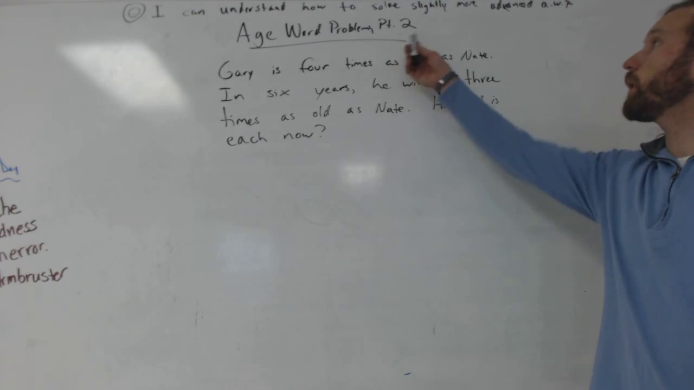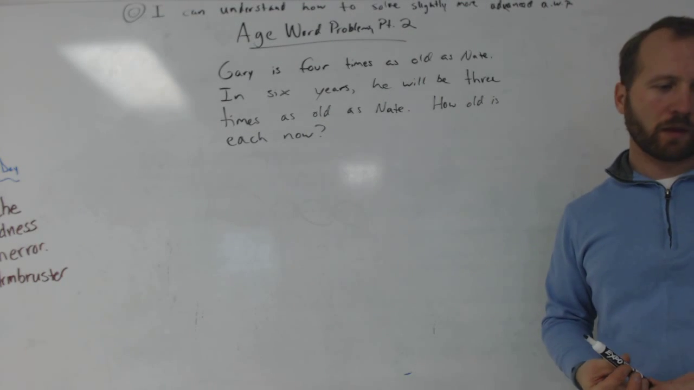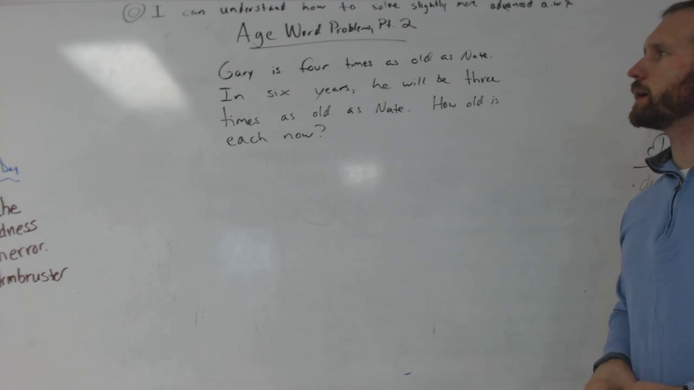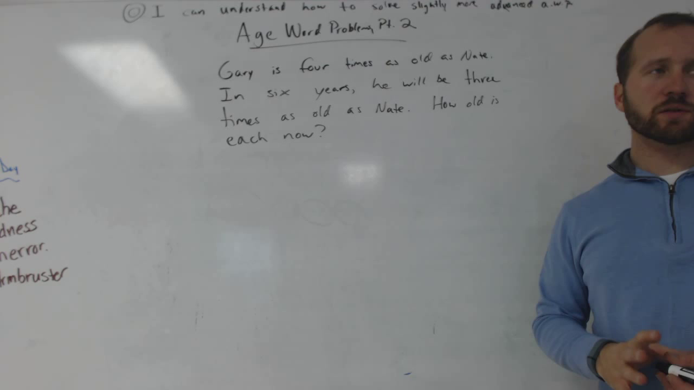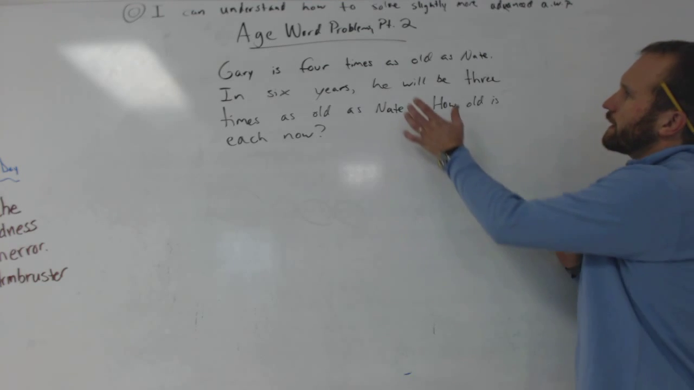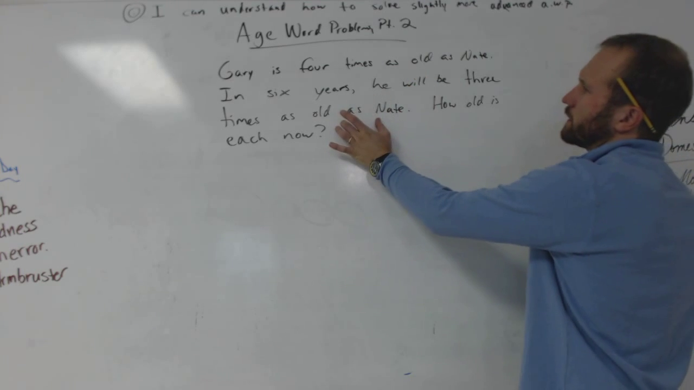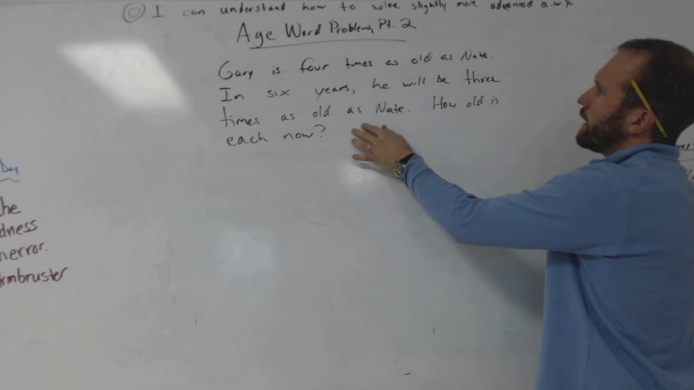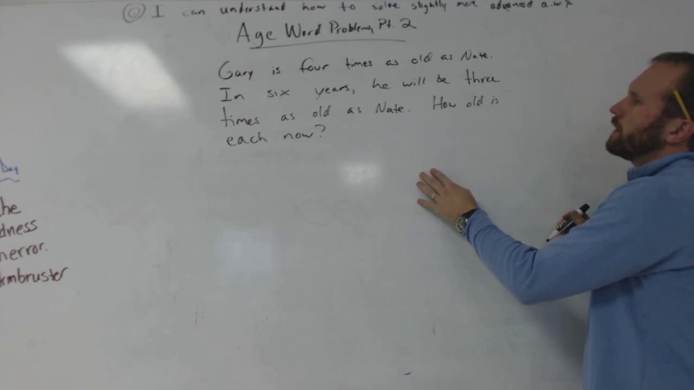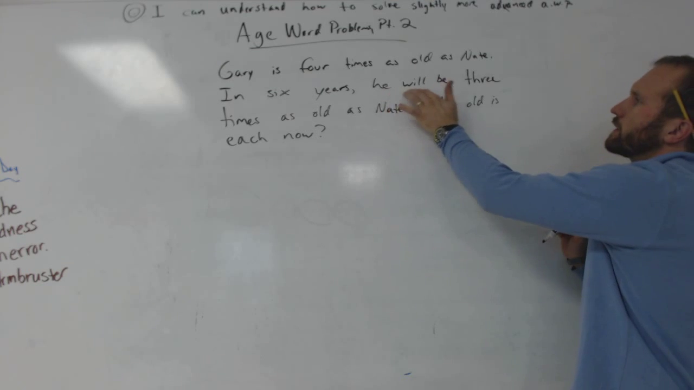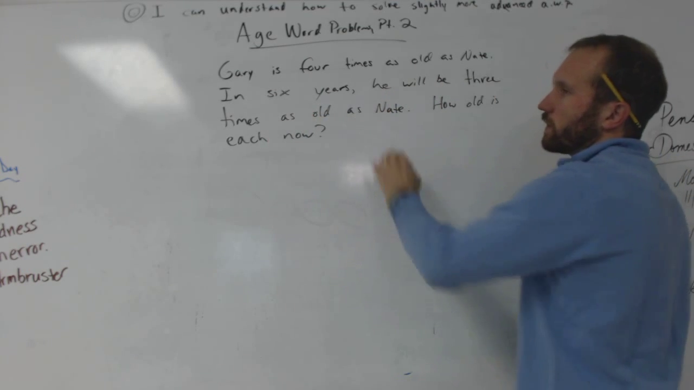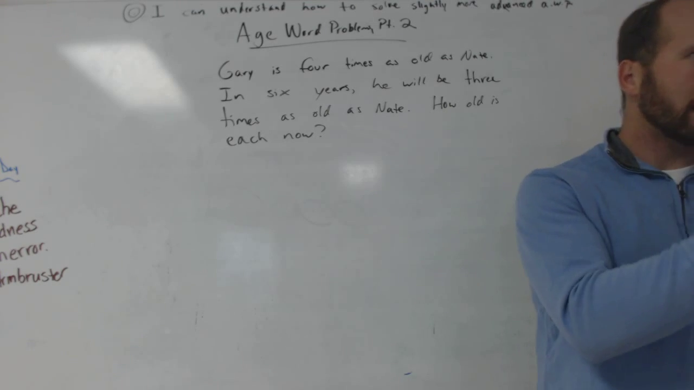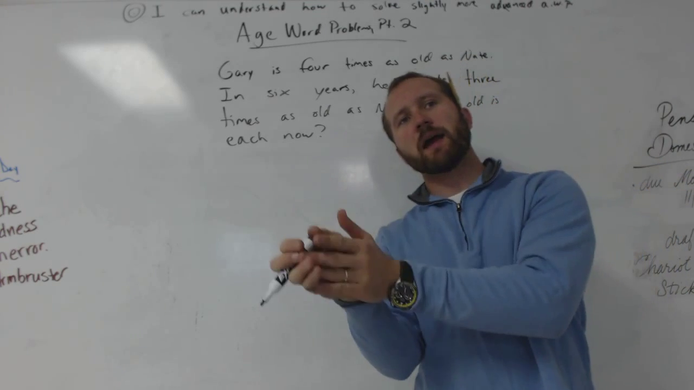Okay, age word problems continued. We're going to look at some slightly more advanced age word problems today. The difference is mostly going to be in this last part of the second sentence. So what happens when, in 6 years, instead of having the sum of their ages, we have something different there? This is just using that skill of translating English into math.